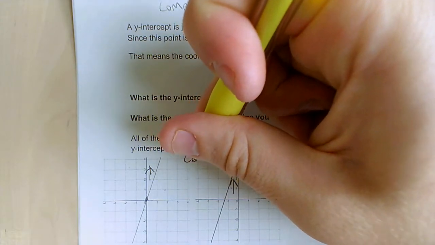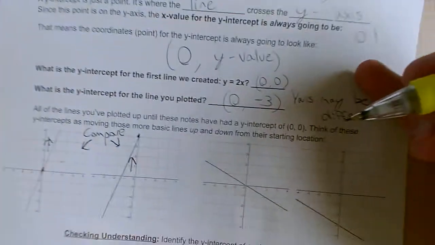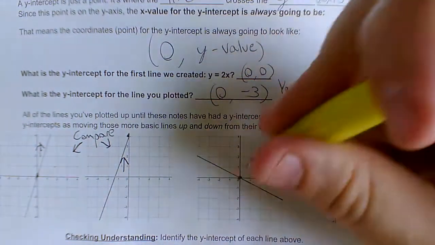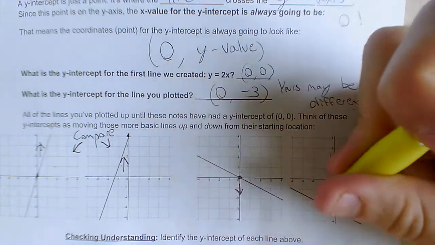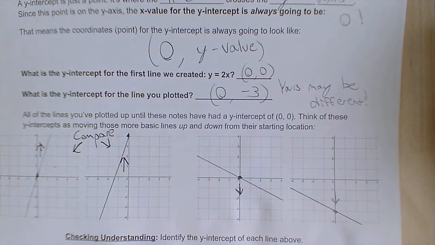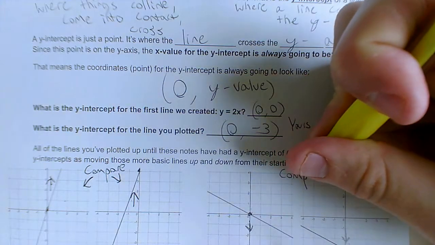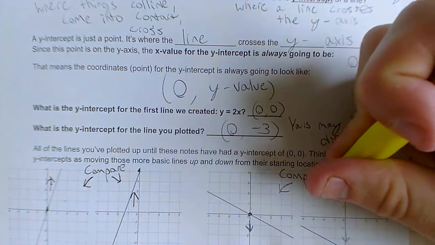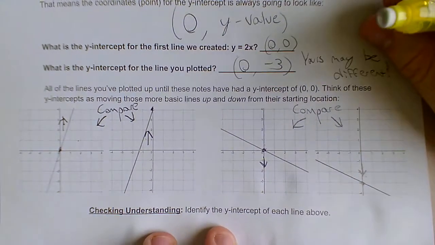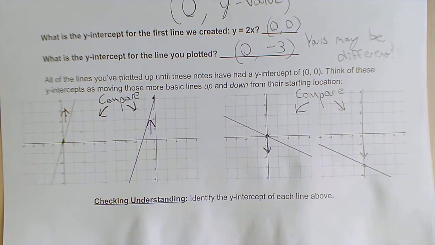We're going to compare these two. Same thing on the right. This line here, with its y-intercept at 0, has moved down so that now its y-intercept is at -3. It's moved down from here to there. And that's really what a y-intercept does. It's moving a line up or down from its starting location. So that's it. That's all a y-intercept is. It's the point where a line crosses the y-axis.